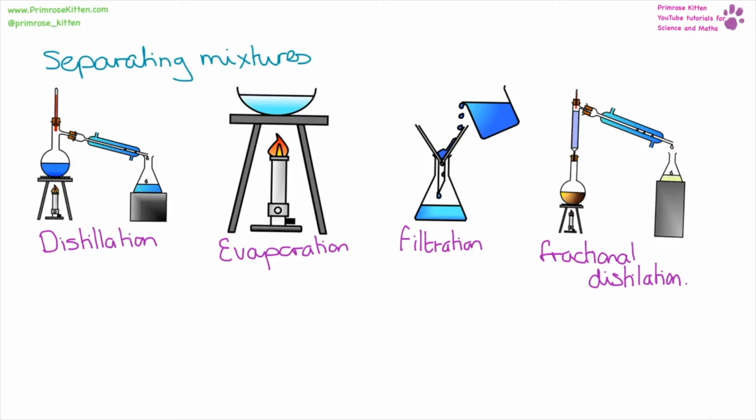Filtration, where we have large particles of solid in the liquid. The particles of solid will stay in the filter paper and the liquid will drip through. And fractional distillation, where you can take things off at different boiling points.